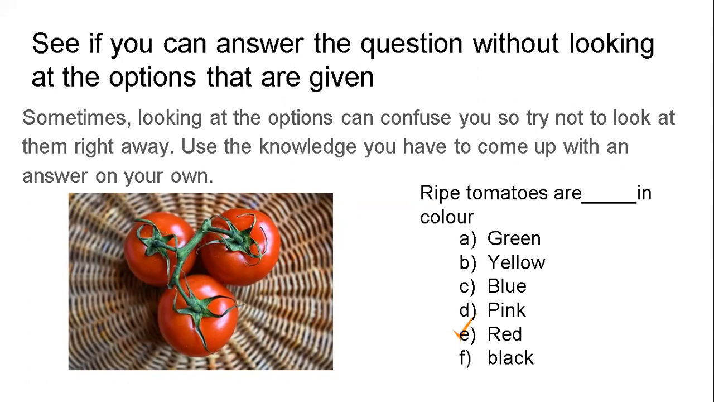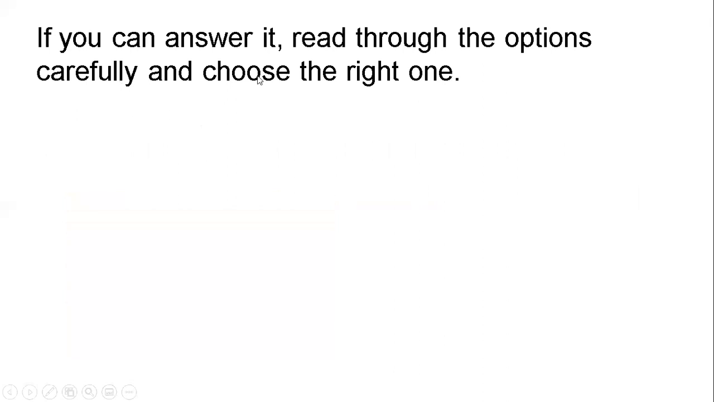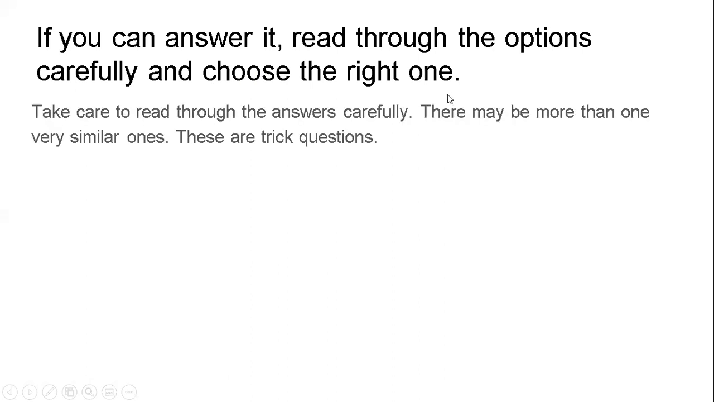Got it? If you can answer the question like you just did with me, when I asked you what color are ripe tomatoes and you said red, if you can answer a question like that without looking at the options, read through the options carefully and choose the right one, like we just did. Take care to read through the answers carefully because there may be more than one very similar ones. These are trick questions. They're called trick questions because they want to trick you to see if you really have the right knowledge and you are able to decide which is the right option.